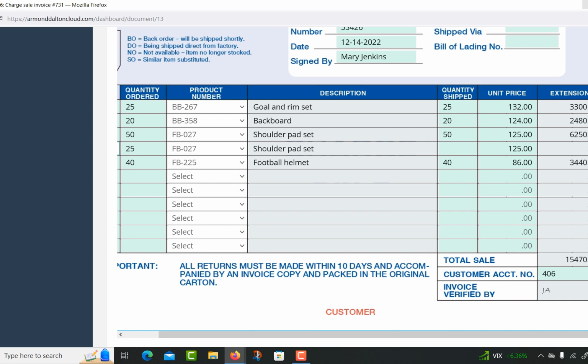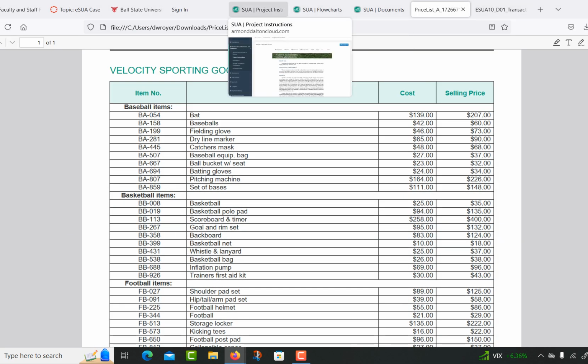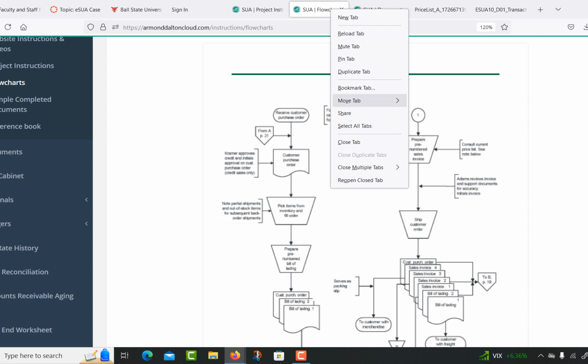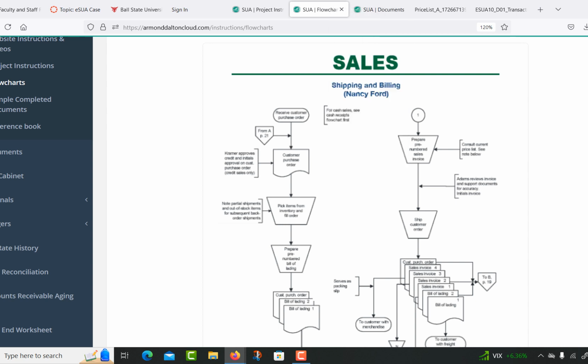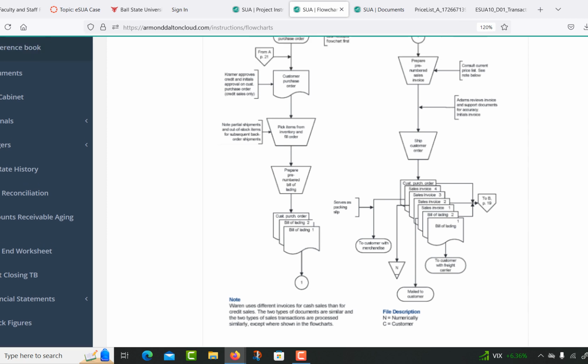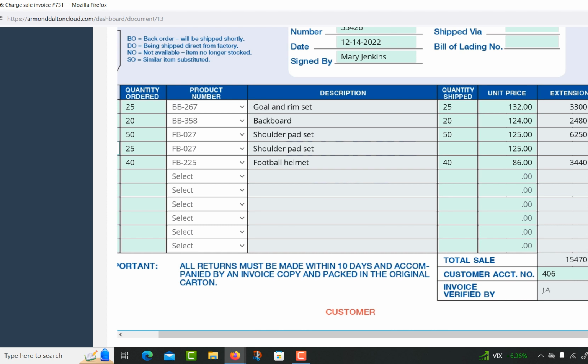So when we go back to these documents and in the flow charts, we see, wait a minute, that we prepare the sales invoice. Jim Adams is going to review the invoice and supporting documents for accuracy, and will initial it. So let's go back to that sales invoice. And there will be a spot here for somebody to verify it. And we're going to pick out the person. We'll say initials, it's Jim Adams. There we go. That's all set.